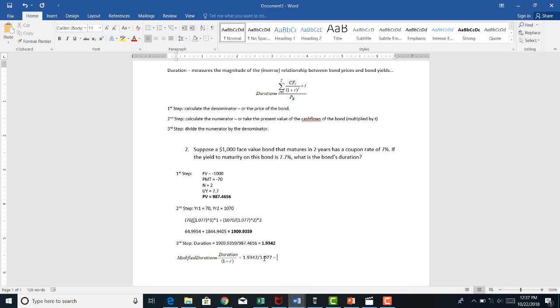When I do this, 1.9342 divided by 1.077, I get a modified duration of about 1.80. Now this modified duration is said to be more accurately measuring the magnitude of the inverse relationship between bond prices and bond yields than duration as we've calculated it previously.